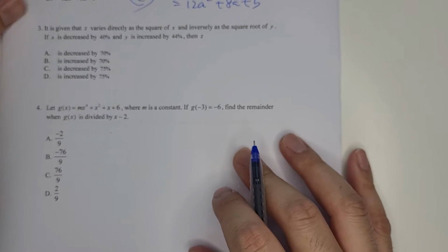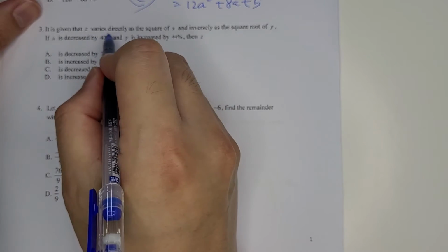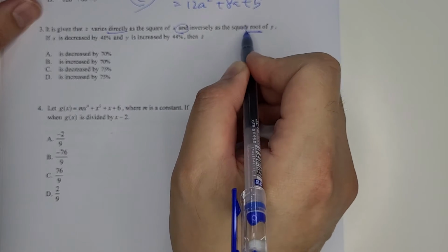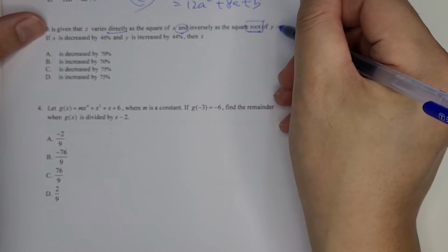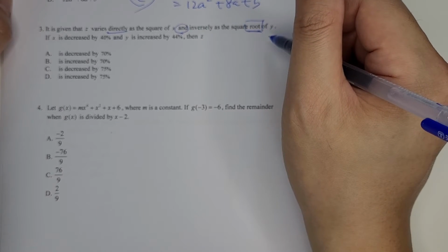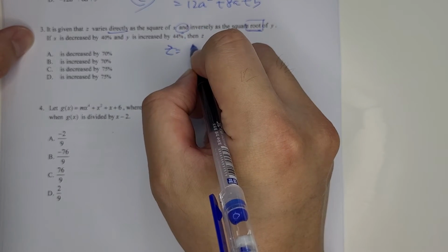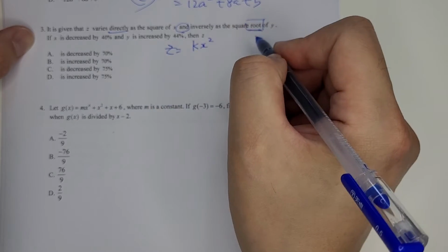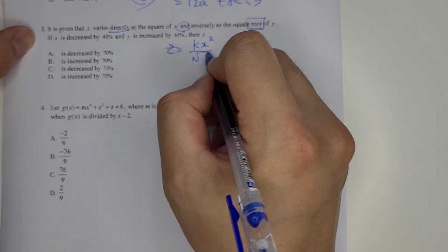So move to the third one. It is given that z varies directly as the square of x and inversely as the square root of y. Pay attention to this one. Okay, so actually this is a joint variation. It is not a partial variation, it's a joint variation. So z can be written as a constant k times x squared, because that is direct variation with x squared, and then divided by square root of y.